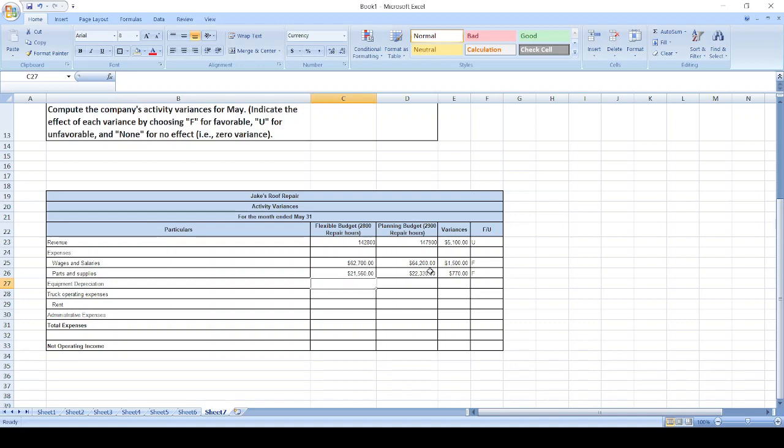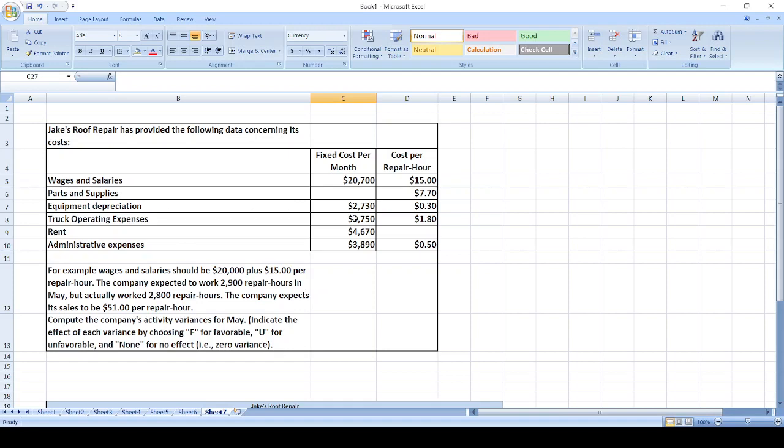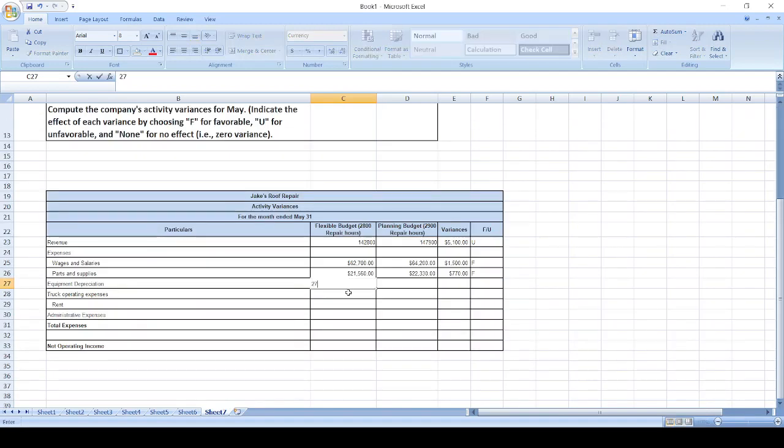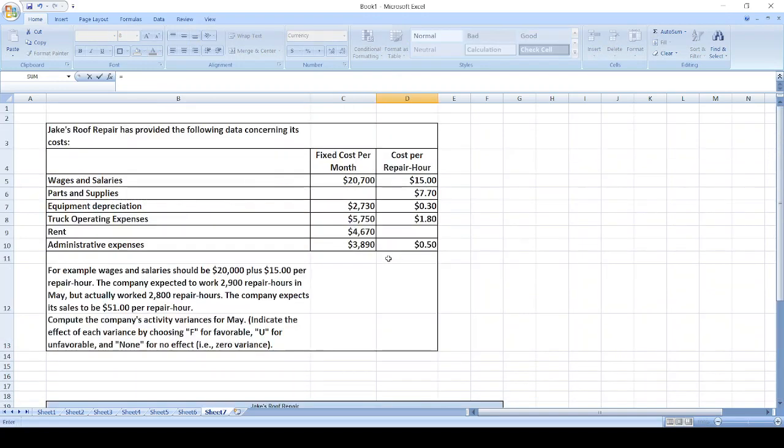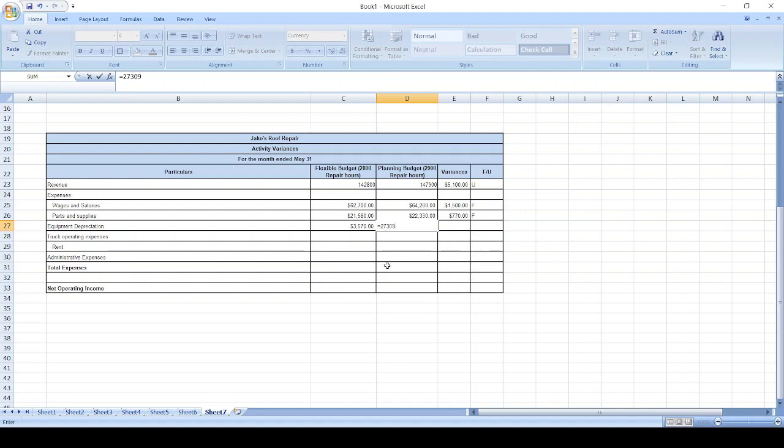Now we will calculate equipment depreciation. Equipment depreciation is $2,730 plus $0.30 per repair hour into 2,800. For the planning budget, $2,730 plus 0.30 into 2,900. $3,600 minus $3,570. It is also favorable.